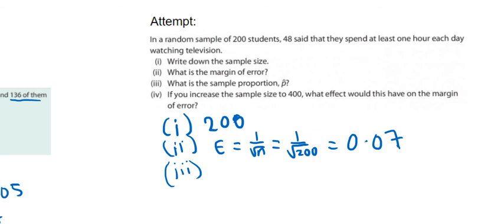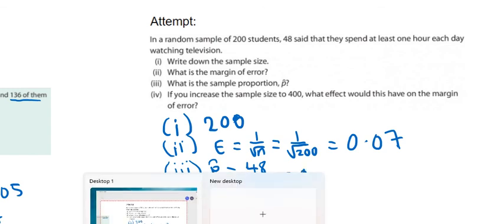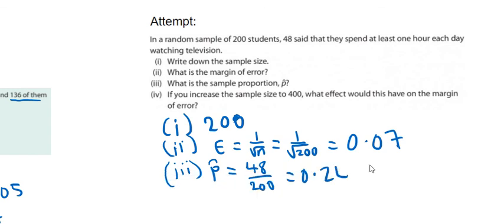And then the third part, what is the sample proportion? That's the number of successful outcomes for what we're trying to find out. In this case, it's 48 out of 200. So 48 out of 200 spend at least 1 hour watching television each day. If you do 48 divided by 200 on a calculator, it should give you 0.24.